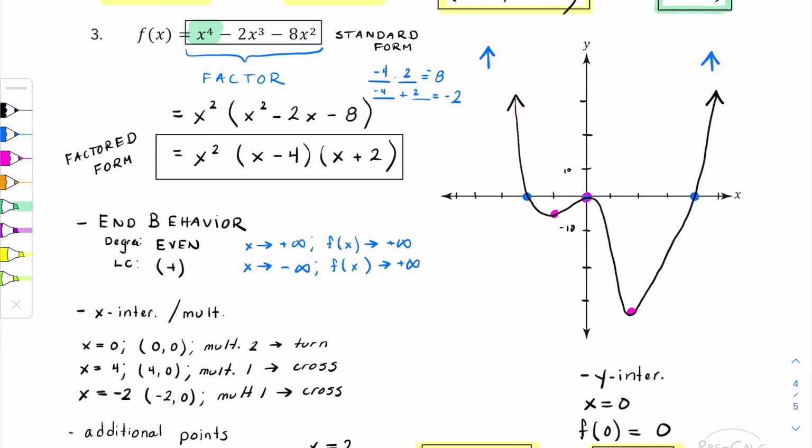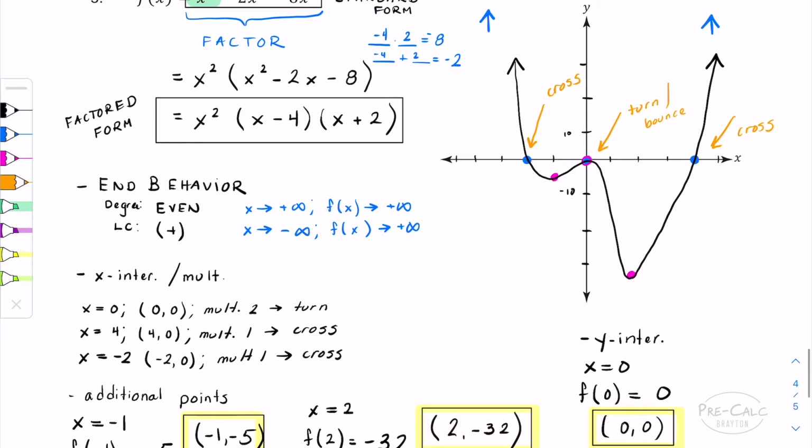Make sure at every point the multiplicity matches with what we determined. So here we know that it's crossing. Here we know that the graph needs to turn or bounce. Here we know that the graph is crossing. Also, make sure when you're graphing that you touch all of your additional points. That's why you find them. Okay, your graph does not have to be perfect, it is just a sketch.